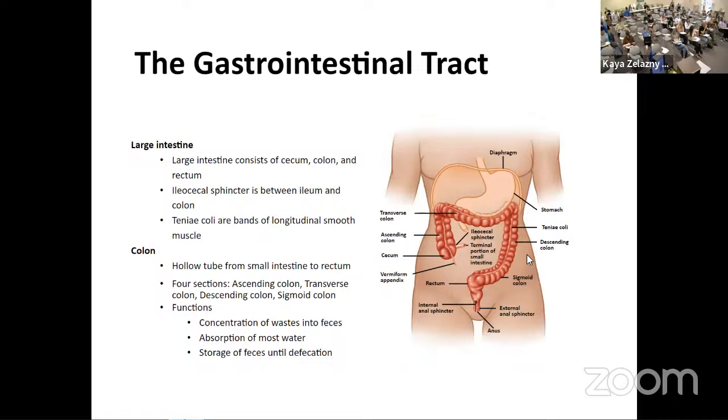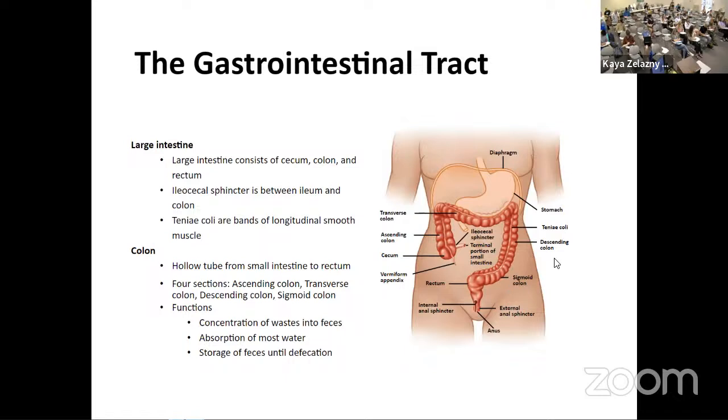And we have done the absorption of our nutrients in the first 20% of our intestines, right? So that was really happening in the small intestine. So by the time we get to the colon, we don't really have to absorb nutrients anymore. What we do want to do is concentrate waste into feces. So we want to absorb most of the water. A lot of that is going to be going on in the colon, kind of solidifying the feces, and then store the feces until defecation.